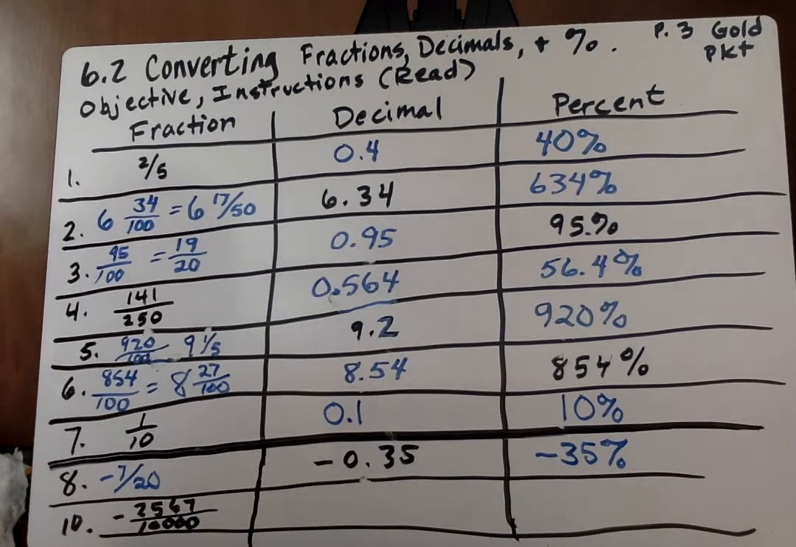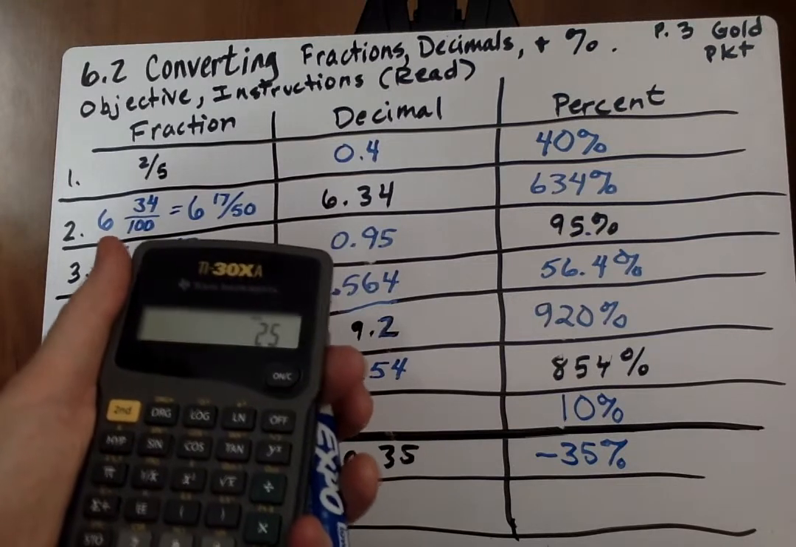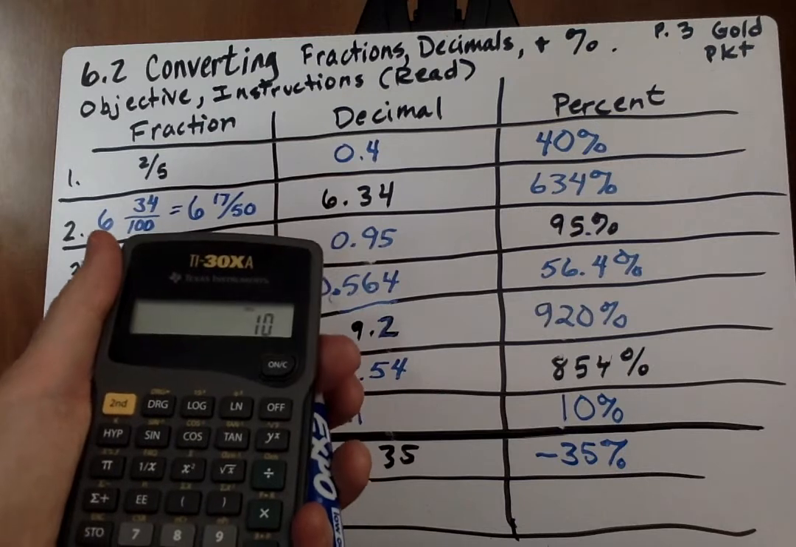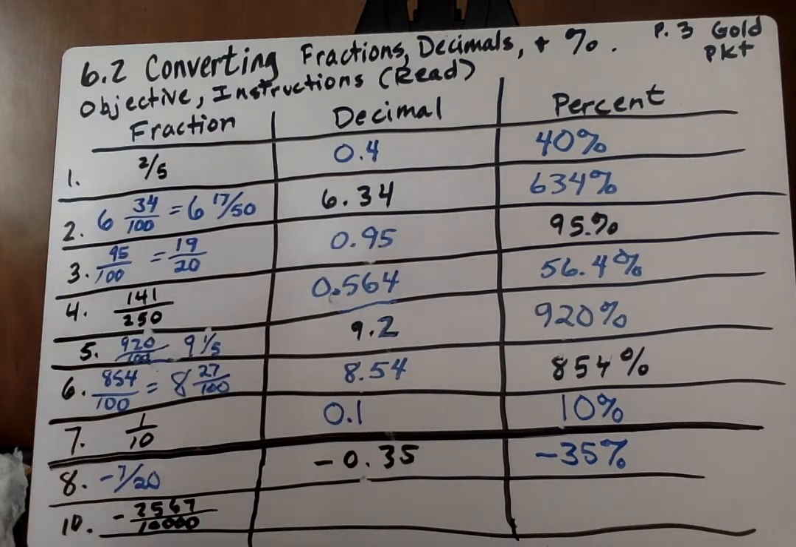Okay, the last one I'm going to do for you. The rest you can do on your own. Negative 2567 over 10,000. Let's see if our calculator will even do that. Okay, so we go negative 2567 divided by 10,000. Negative 2.567.